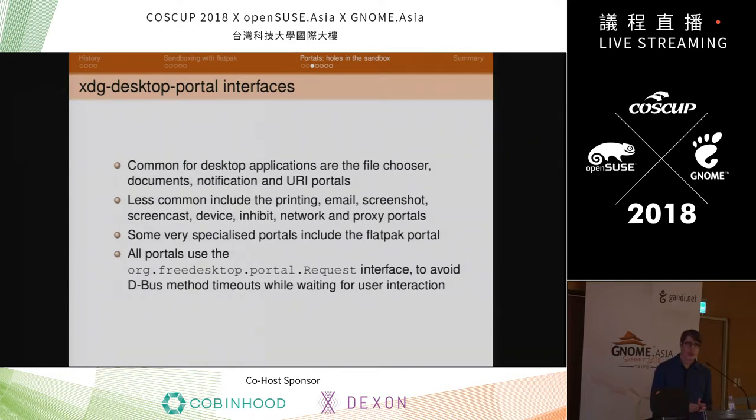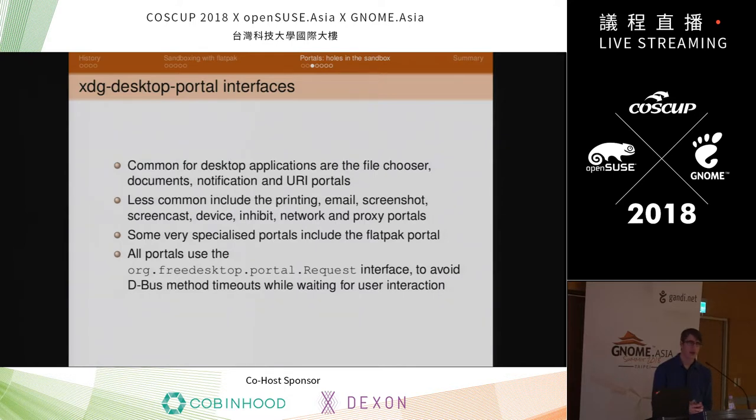There are other portals that are maybe a little bit less common. Printing is a little bit less common, email, screenshotting and screencasting. Those portals on the XDG Desktop Portal GTK side actually call out to GNOME Shell to take a screenshot of the system, because the application running inside the sandbox doesn't have access to the whole display, whereas the shell does, the compositor does. There are also the inhibit portal, the network portal, the proxy portal. There are a few others, but those are the main ones.